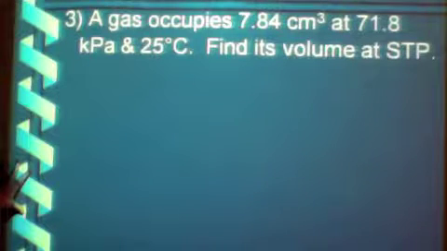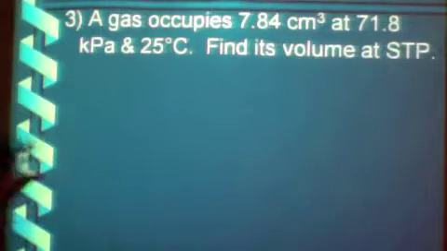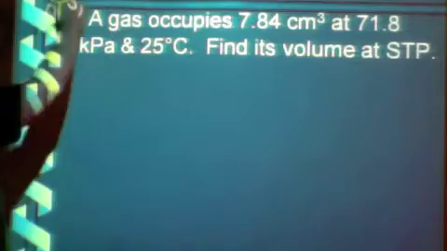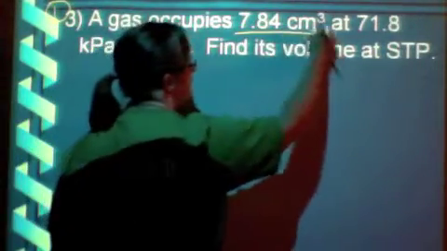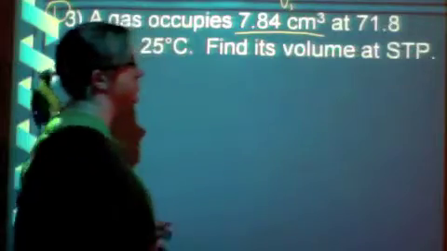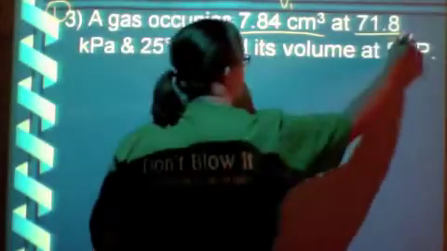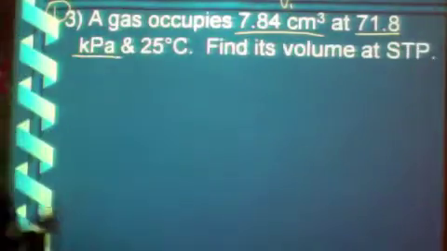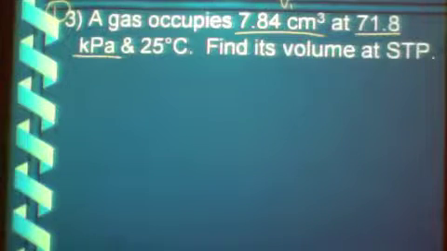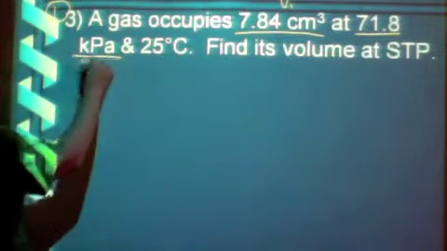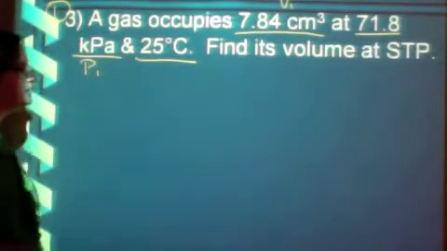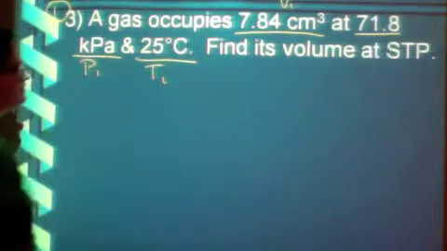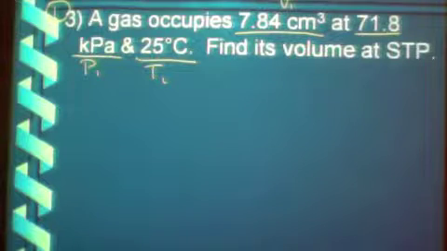A gas occupies 7.84 centimeters cubed. So step 1 is to label. So 7.84 centimeters cubed is our V1. At 71.8 kPa. kPa is a unit of pressure, so that's our P1. 25 degrees Celsius, that is our T1. And there are no more numbers in the problem.